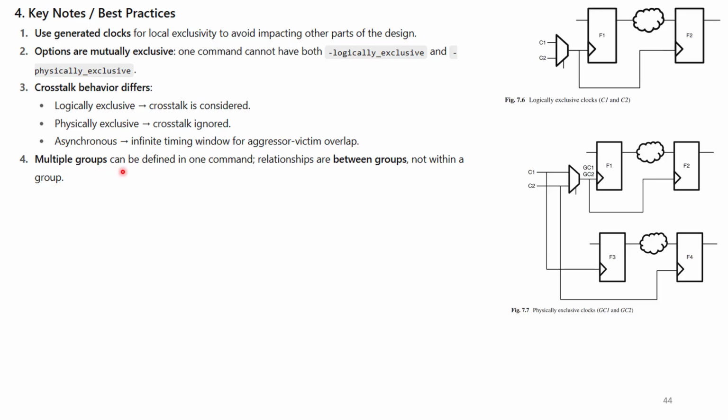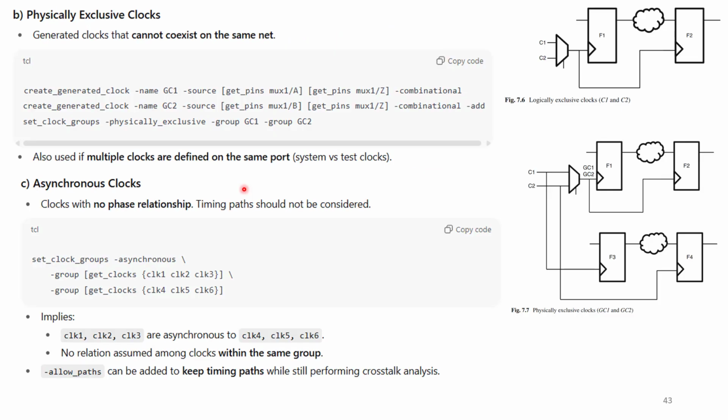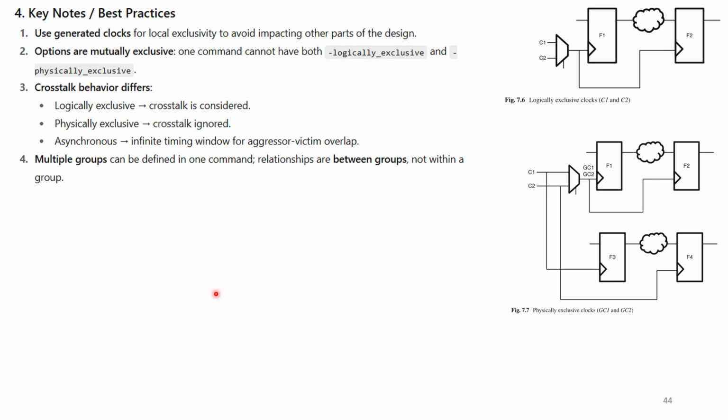Next, multiple groups can be defined in one command. Relationships are between groups, not within the group. So from one group to another group, they can be asynchronous, but not within the same group. And you can take this particular example. Here 1, 2, 3 and 4, 5, 6 are asynchronous. But we are not sure what relationship exists between 1, 2 and 3, as well as 4, 5 and 6 within the group. So this is all about logically exclusive, physically exclusive and asynchronous.